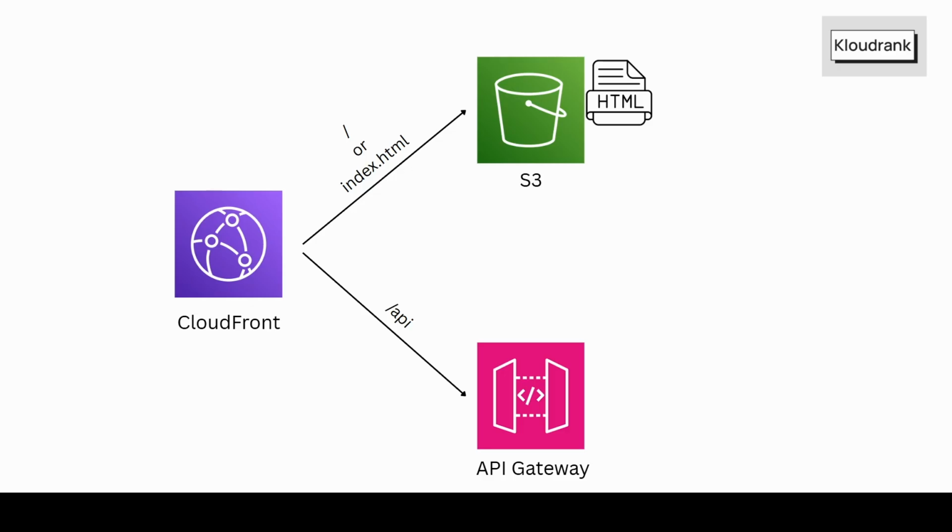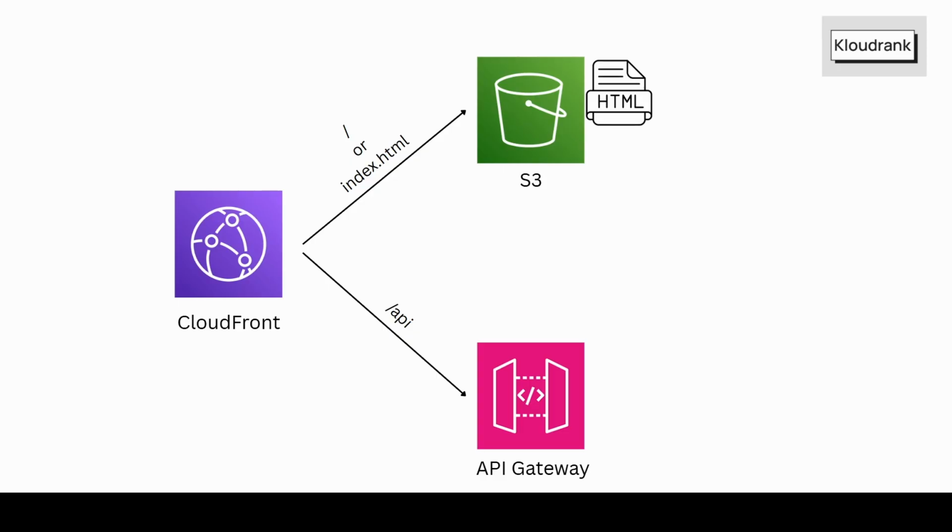So let's take a closer look at what CloudFront is doing. The default behavior is that any / request or a request going to index.html is going to be routed to the S3 bucket to serve the static content. Any requests going to the /API route is going to be directed to the API gateway. So this means that our browser is talking to one domain, the domain of the CloudFront distribution. It doesn't need to make a separate request to the API gateway.